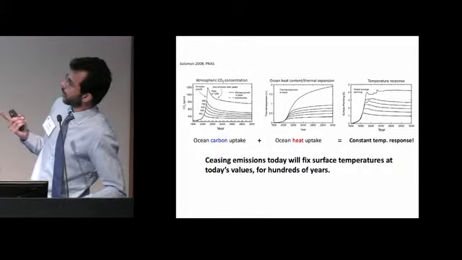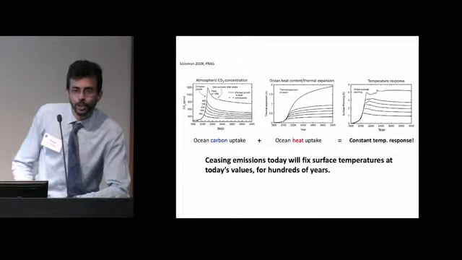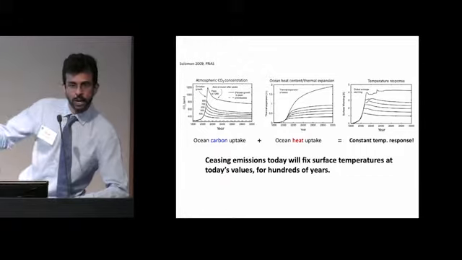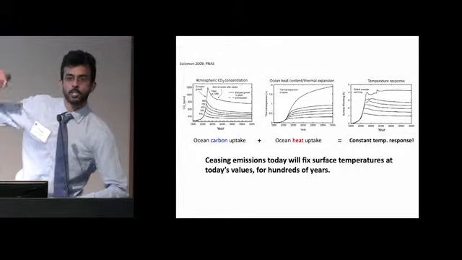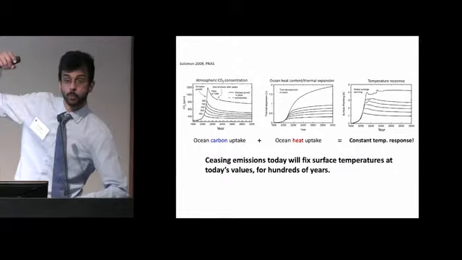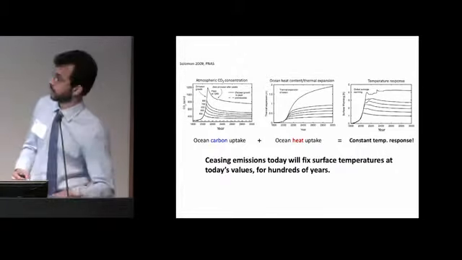Another interesting thing about this is that it's both good news and bad news. The good news is that future warming is not constrained by past emissions. If we're going to get warmer than we are today in 100 years, it's because we're going to have emitted more in the meantime. So in some sense, we're in control of our destiny.